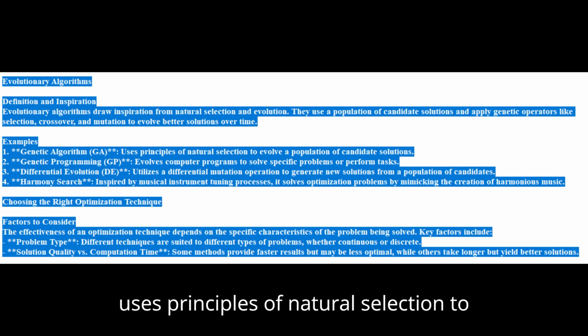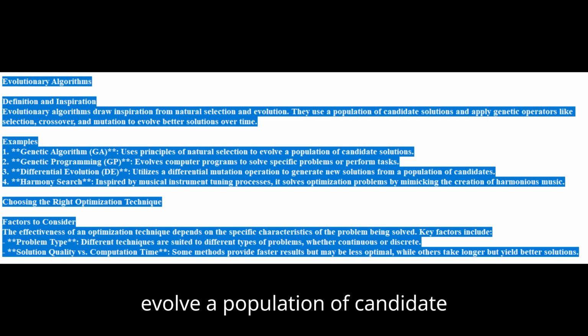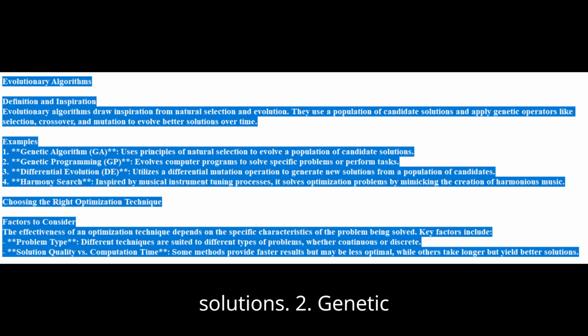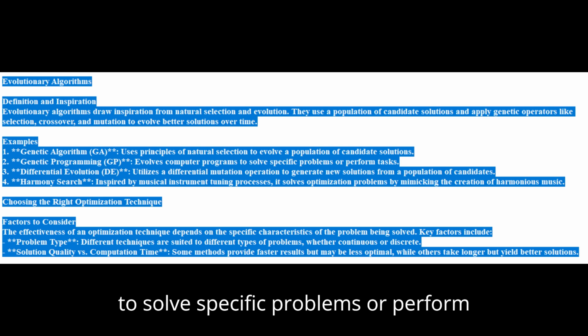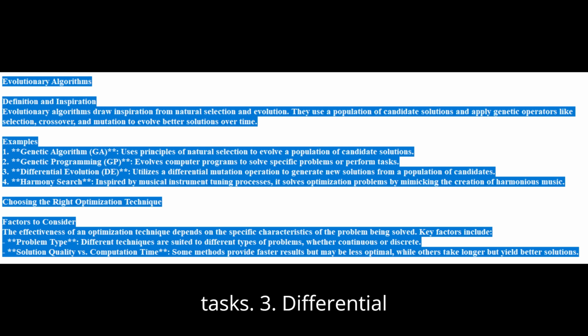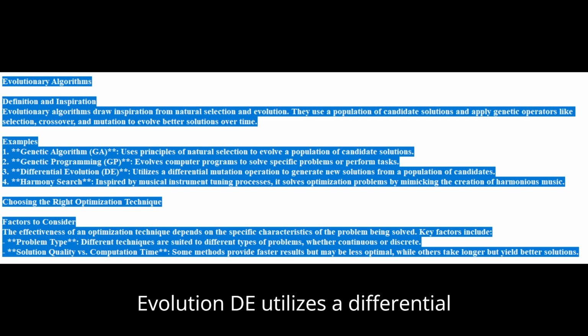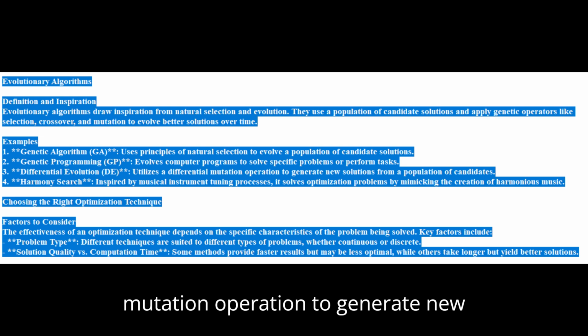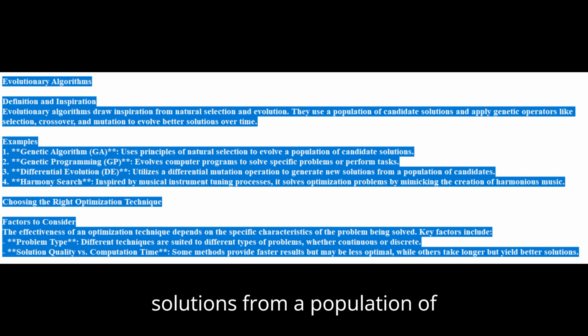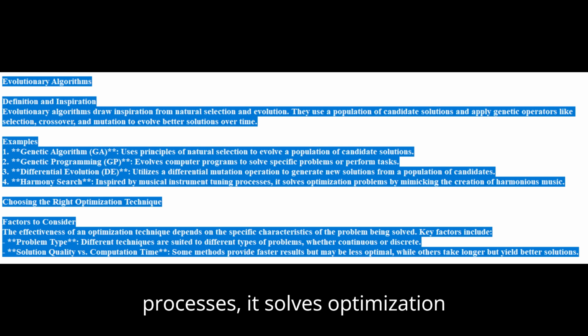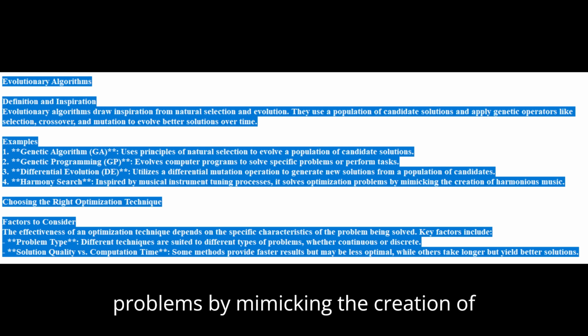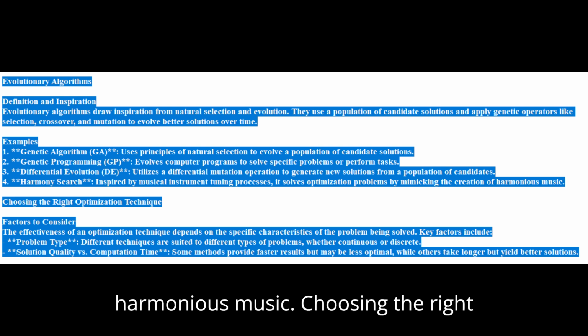GA uses principles of natural selection to evolve a population of candidate solutions. 2. Genetic programming. GP evolves computer programs to solve specific problems or perform tasks. 3. Differential evolution. DE utilizes a differential mutation operation to generate new solutions from a population of candidates. 4. Harmony search. Inspired by musical instrument tuning processes, it solves optimization problems by mimicking the creation of harmonious music.